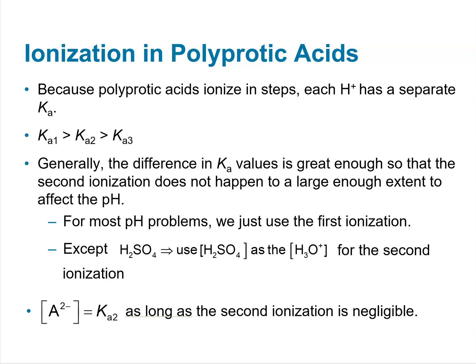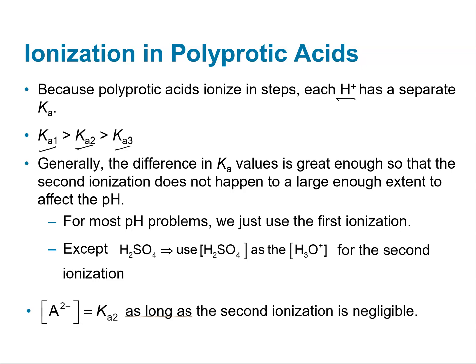So, like it says here, polyprotic acids ionize in steps with each proton having a different Ka, and Ka1, Ka2, and Ka3 are defined inherently by which one's the strongest, with Ka1 being the strongest, and it will leave first, Ka2, second strongest, it will leave second, etc.